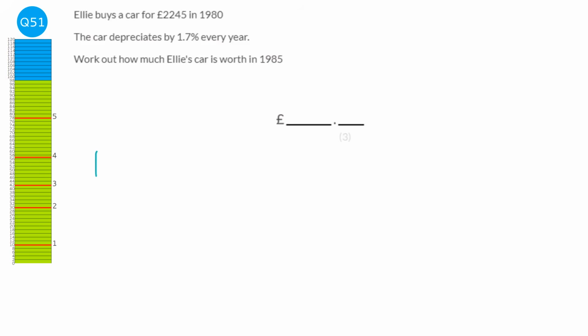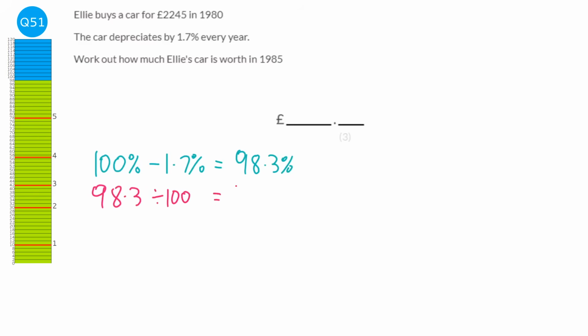So we're going to start off with 100%. And it says that the car depreciates. That means it goes down by 1.7% every year. So we do 100 take away 1.7, which is 98.3, and that's a percent. And we want that as a decimal, or as a multiplier we call it. So we just divide it by 100 to make it into a decimal, 0.983. And that's our multiplier.